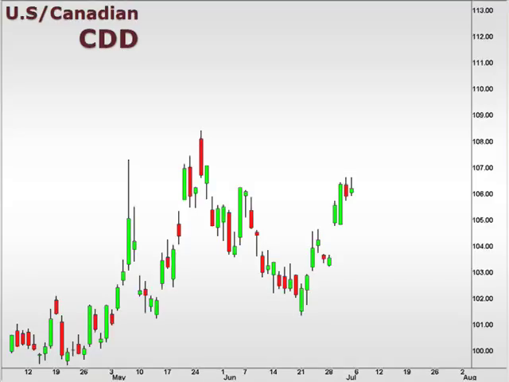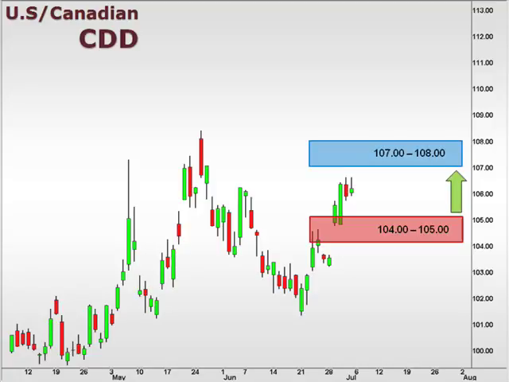Let's take a look at the US dollar versus the Canadian dollar as seen here in the ISE FX Options pair value CDD. Well, the CDD continued higher last week, but is showing some signs of apprehension. It is not unrealistic to expect a retest of 104.105 for support. The 107.108 focal zone remains a key overhead resistance.